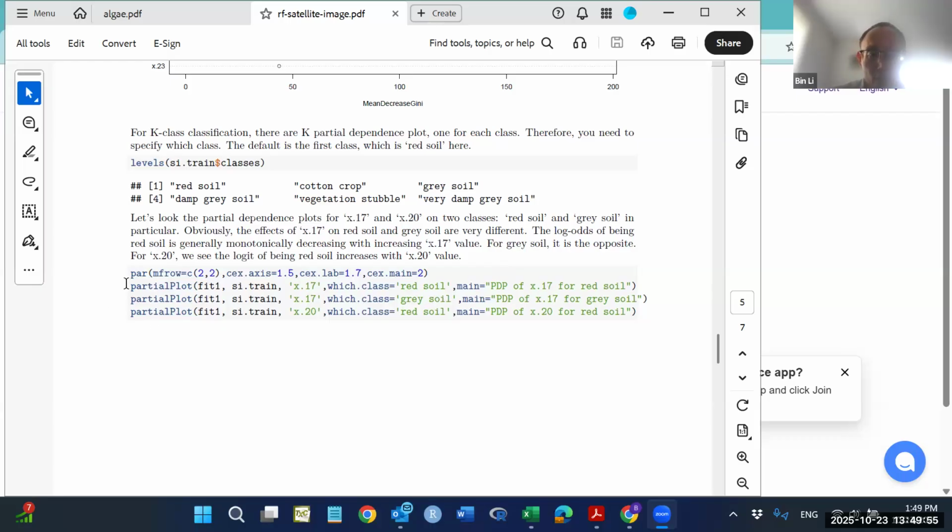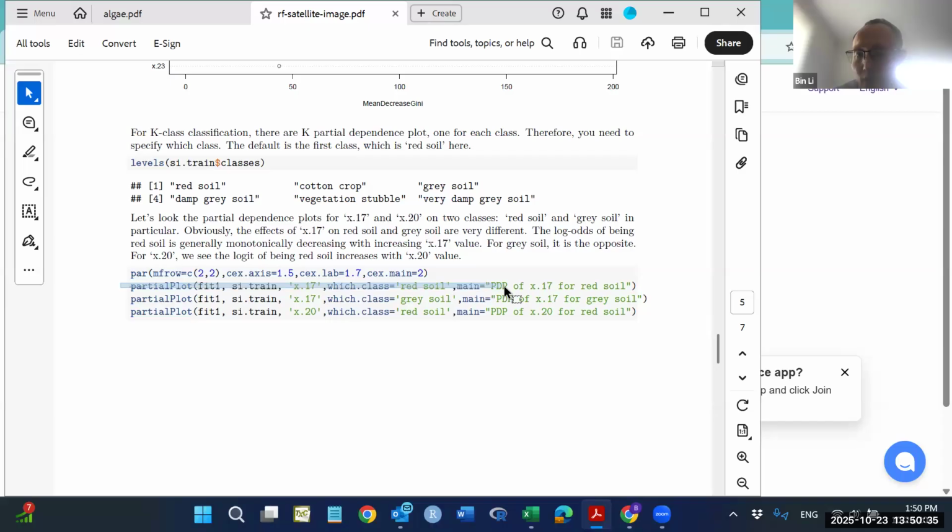Okay, so here I will show you some examples. Like the first one, I plotted the partial dependence plot. Remember the partial dependence plot? That's the plot where we can see the marginal effect of a variable on the response. Using the model fit1, and based on the training set. And which variable am I looking for? I need to look for x17 because that's one of the most important variables, right? And which class am I looking for? That's the red soil. And the main title for this plot is the PDP.